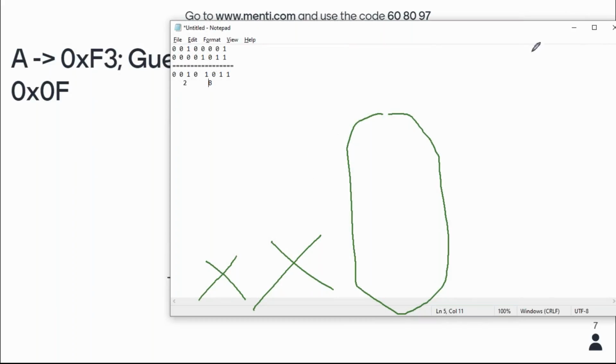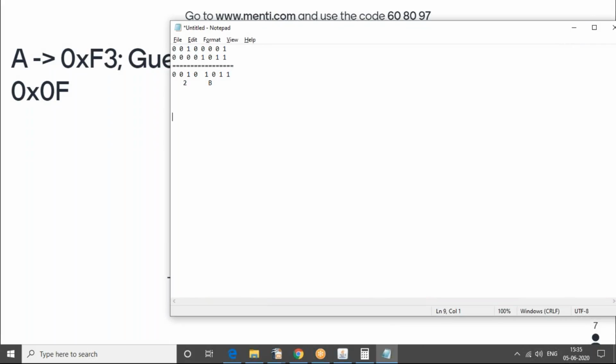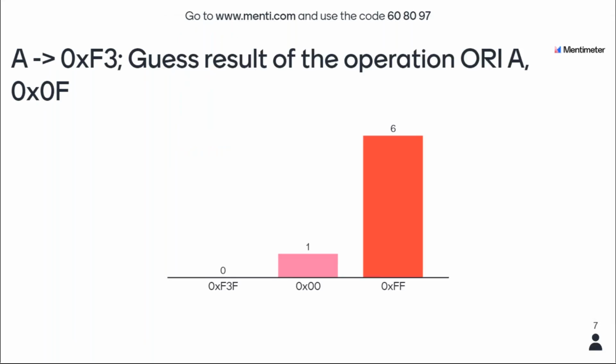I think we'll quickly look at the bitwise operation of this as well, so that you get familiar with it. So I have F, which is 1111, and 3 is 0011, and then I OR it with 0000 1111. If I OR, then this becomes 1111 1111. So that's why the answer is FF. I think a lot of people have got it right. Thanks for that.